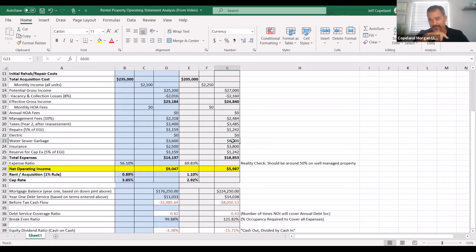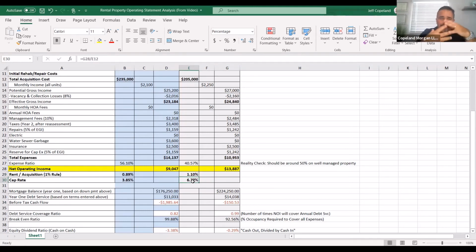Now let's say this. I'm going to bill water, sewer, garbage back to the tenants in year 2. When I turn over the leases, I'm going to say, hey, Mr. Tenant, congratulations, you're paying $150 a month for your water bill. So that becomes a 0. Insurance, we'll keep at $2,500, and we'll keep our reserve for CapEx the same. And now look at that. If we bill back the utilities and pay $205 and get the rents up to $2,250, now we're at a 40% expense ratio, 1.1% rent to acquisition, the 1% rule, and a 6.77% cap rate.